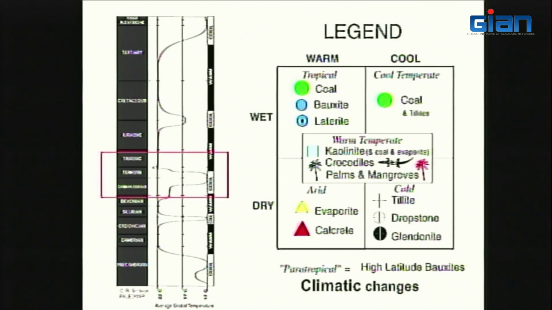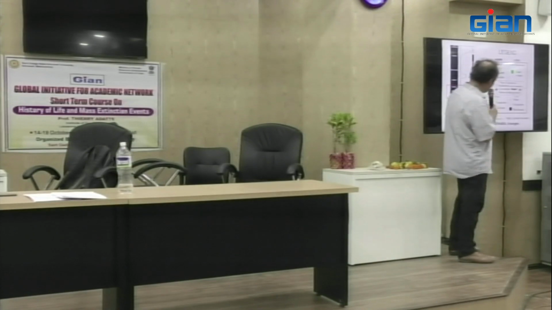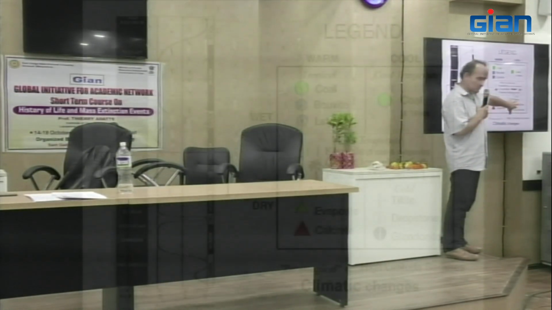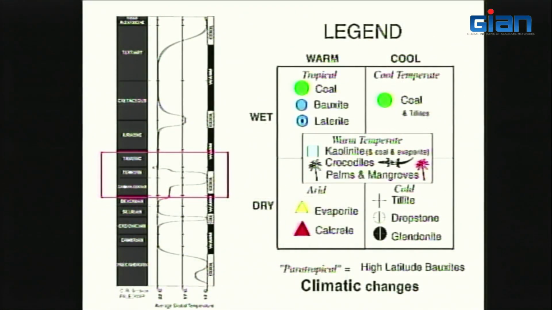If I start with the cold, if you have the presence of dropstones, you know what it is by now. It's typically glacial. Tillite, which is moraine, the sediments left by the glacier. Glendonite, these are very special minerals growing in cold water, mainly calcite. If you find this in a sediment, this is cold climate, okay? If you find evaporite, as I said, or calcrete, which is some kind of calcareous crust that you can find in arid countries. Evaporite, this is arid condition, okay?